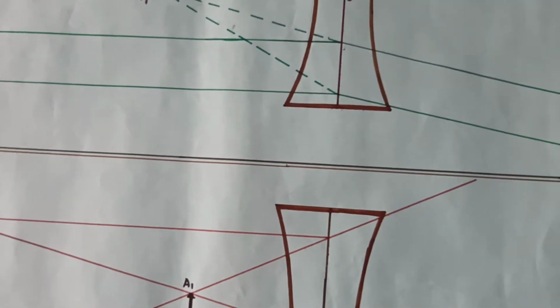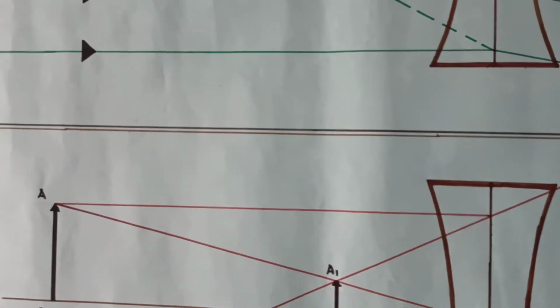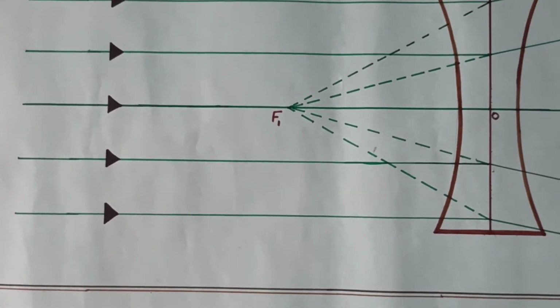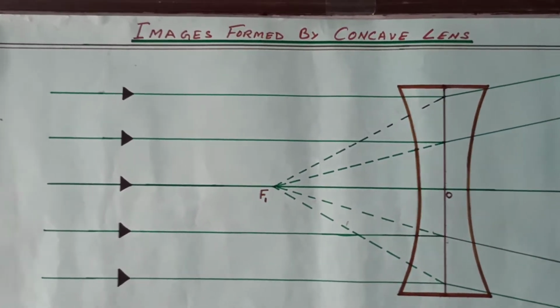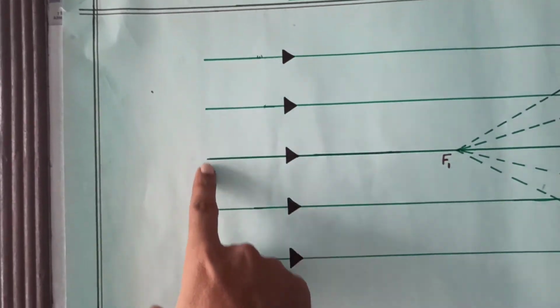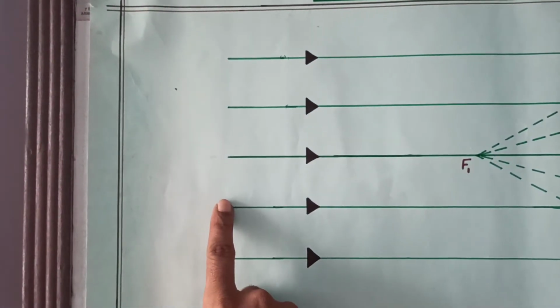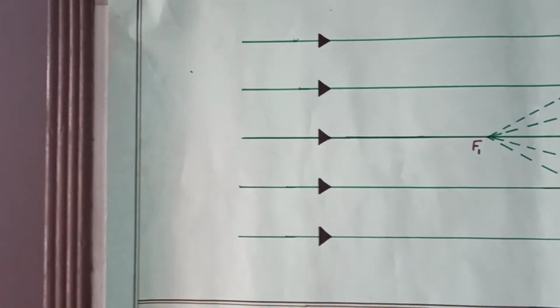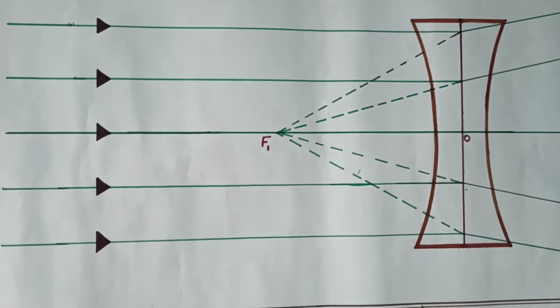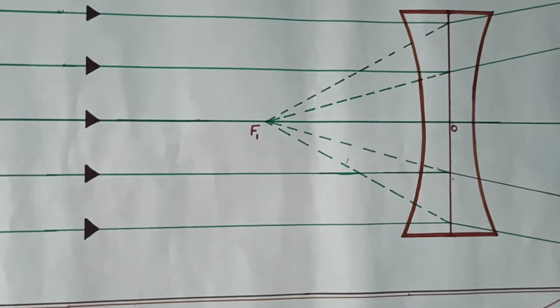So let us discuss these two points now. For the first point, what happens when the object is placed at infinity? You can see this is the first figure. Here you don't find any object position. Why? Because the object is placed at infinity. So when the object is placed at infinity, what happens to the position of the image so formed?